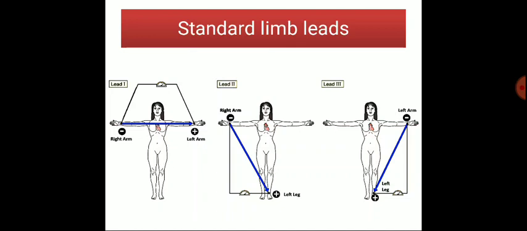In lead 2, the electrodes are connected to the right arm and the left leg. The left leg electrode is connected to the positive terminal, and the right arm electrode is connected to the negative terminal of the ECG machine. In lead 3, the electrodes are connected to the left arm and the left leg. The left leg electrode is connected to the positive terminal, and the left arm electrode is connected to the negative terminal of the ECG machine.